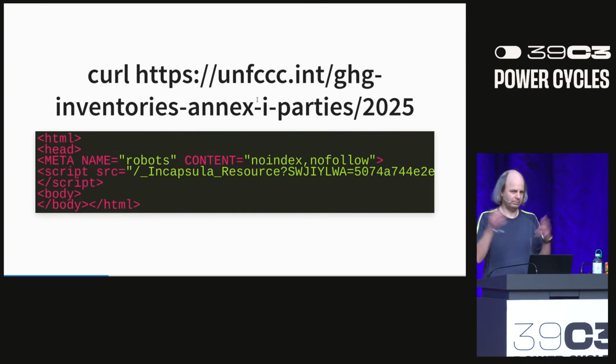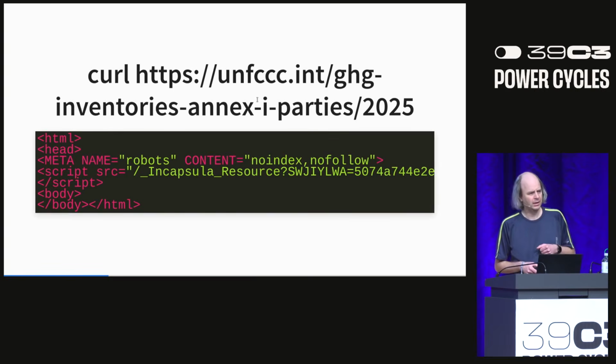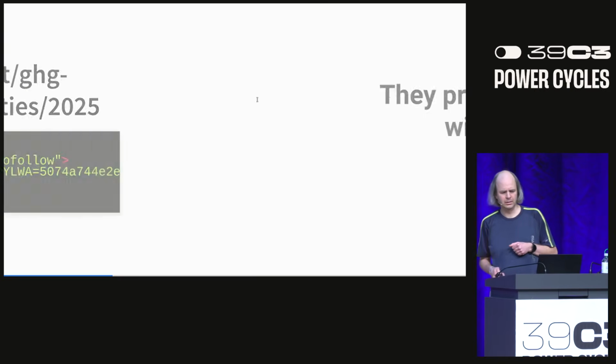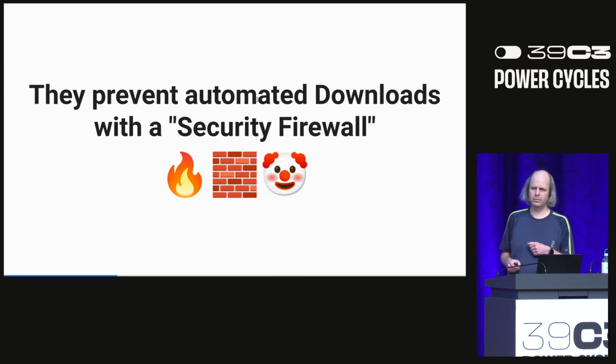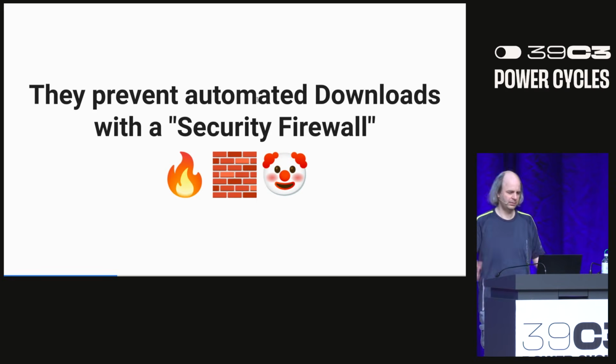And I started, of course, using something like curl to download the overview web page. And what you get is not a web page, not HTML. It's an empty page that appears to try to load some JavaScript. It says Incapsula resource here. Incapsula is a security firewall. So yeah, they prevent you from automatically downloading that data with a security firewall, because it's very dangerous when people download that data automatically. That has to be prevented.